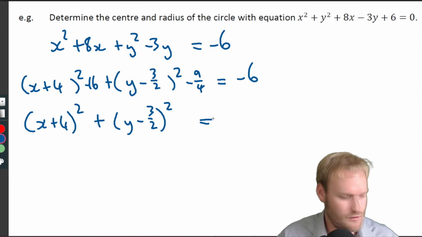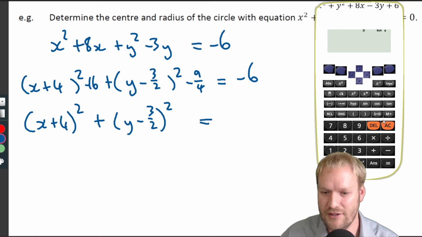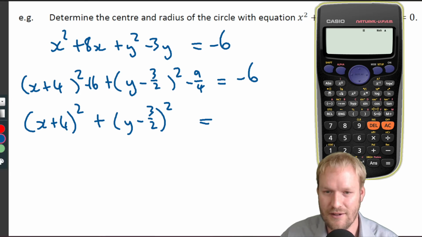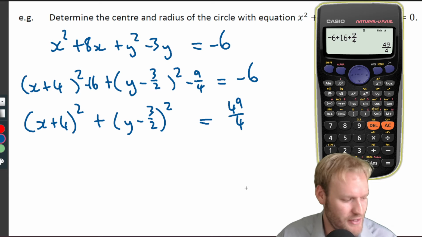Oh, that's not what I wanted. I wanted the calculator here. And let's have a look here. Oh, that's rather exciting. Okay, that looks a bit better. So we've got minus 6, and we need to add 16, and we need to add 9 over 4. 49 over 4. Definitely want to leave this as a nice improper fraction there.